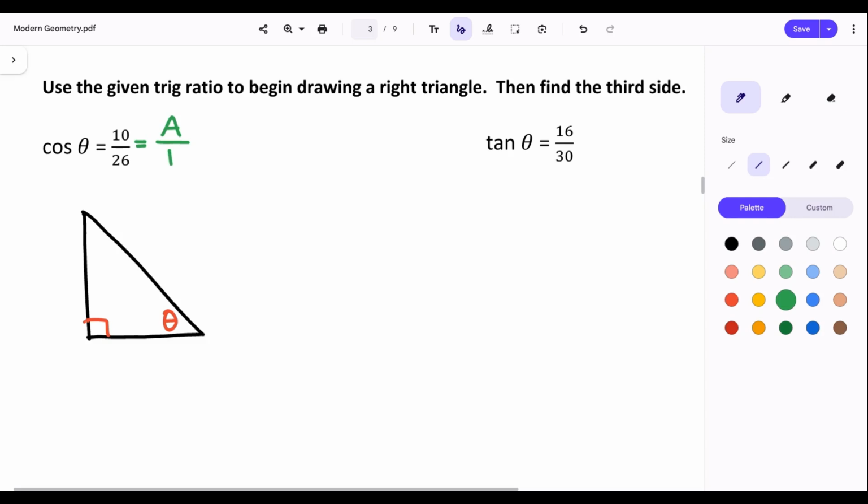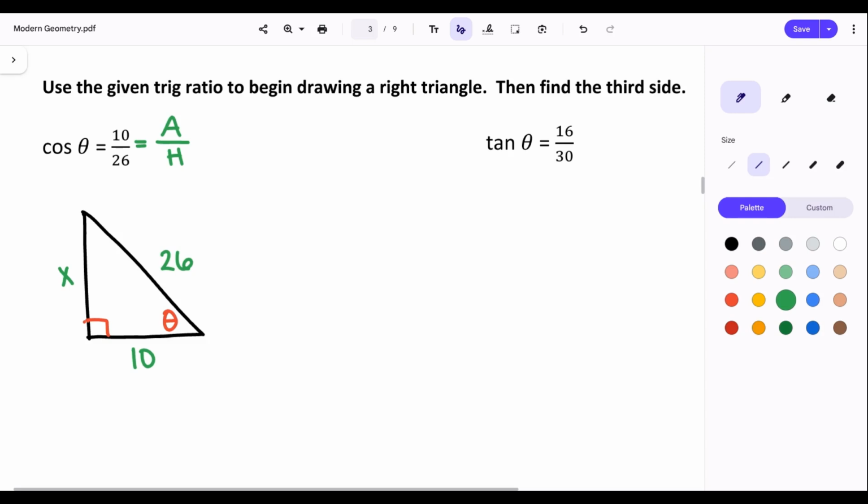Good, adjacent over hypotenuse. Okay, so now let's think about the triangle, basing this all off of where theta is. What side on my triangle would get the 10? You're saying the one kind of down here at the bottom. Okay, so this is 10. Where would the 26 go? Right, across from the right angle, so this would be 26. Okay, what they want us to do is find the third side. So I'm just going to call this x.